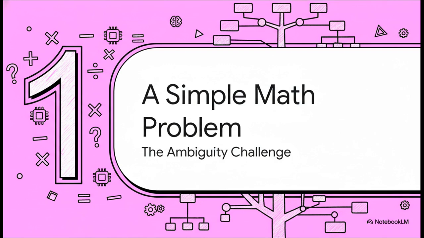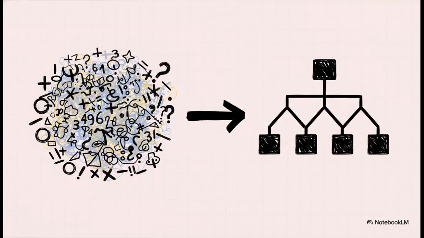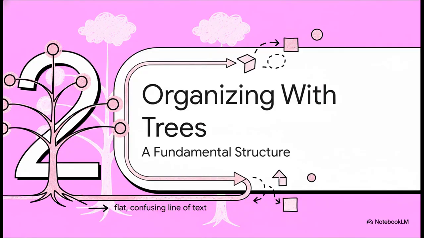Computers can't just know the order of operations the way we do. They need a system, a structure that leaves absolutely zero room for doubt. Yeah, they need a way to build the correct order of operations right into the data itself. And that, my friends, is where the hero of our story comes in. So, the solution? It's this brilliantly simple data structure called a tree. What it does is organize information in a hierarchy. It turns that flat, confusing line of text into a structure where every single relationship is crystal clear.